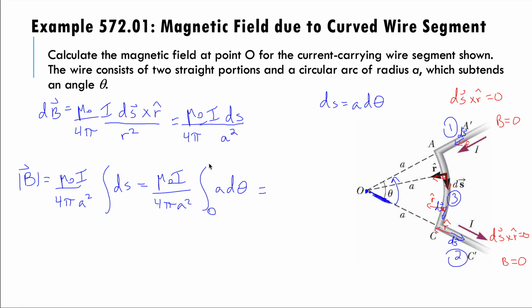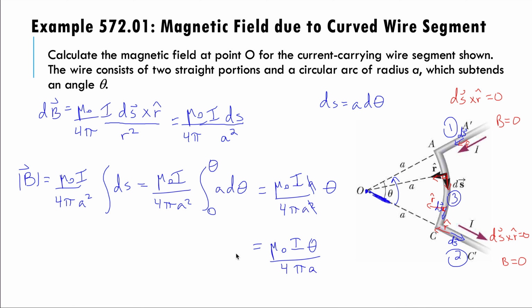I was hesitating here because I wrote pi instead of theta. I was like, that's not right. There's not supposed to be a pi there, just a theta. And so when we integrate, we're just going to get the theta. The a comes out of the integral. So we're going to get mu naught I a over 4 pi a squared, and then the integral of d theta just becomes theta. And so this a will cancel out, and our final answer is going to be mu naught I theta over 4 pi a.